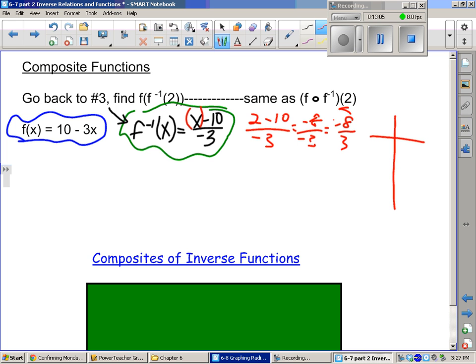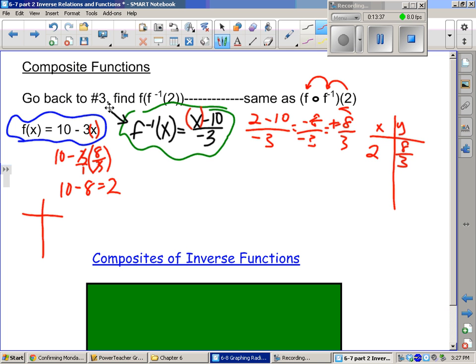Positive. So if my input, the x, the domain, is 2, I got 8/3 to come out. Now I'm going to take that 8/3, because the 2 goes into there and then that goes into the f function. I'm going to put the 8/3 right here and see what happens. So 10 minus 3 times 8/3, think of it as 3 over 1. The 3s cancel, I get 10 minus 8 equals 2. Wait a minute. That's what we started with in the very beginning. So I put in 8/3 and I got out a 2.